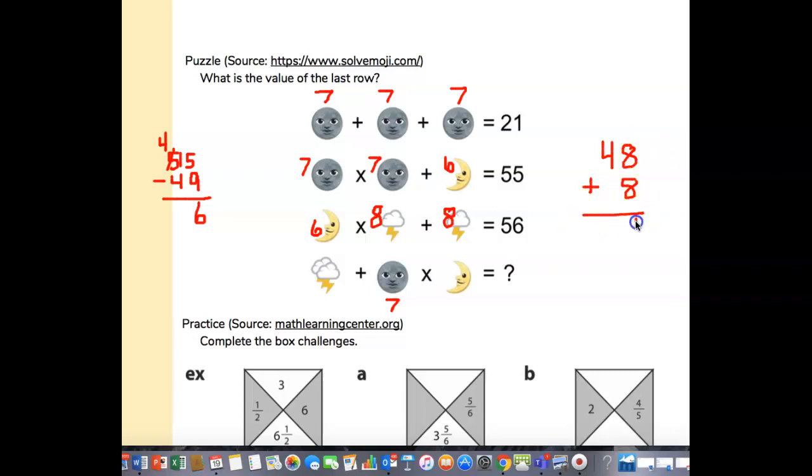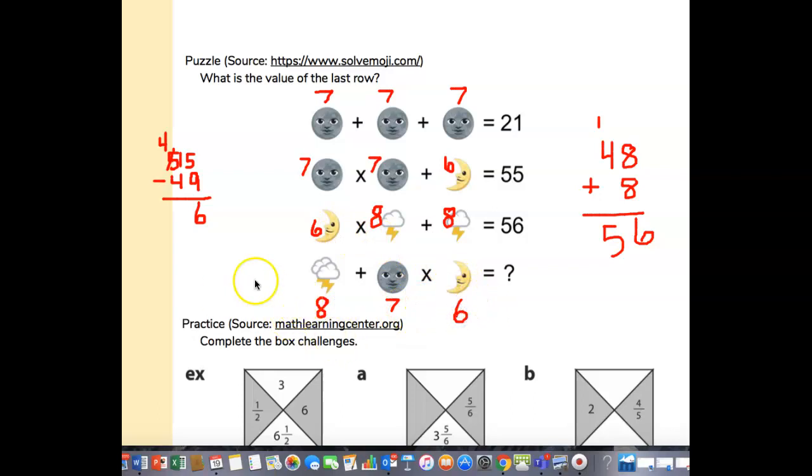8 plus 8 is 16. Carry the 1, 4 plus 1 is 5, 6. So that works. All right. So now here we just have to put in our numbers. We found out that this is 8, this is 7, and the moon is 6.